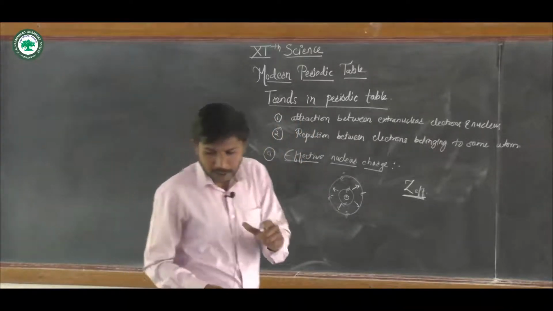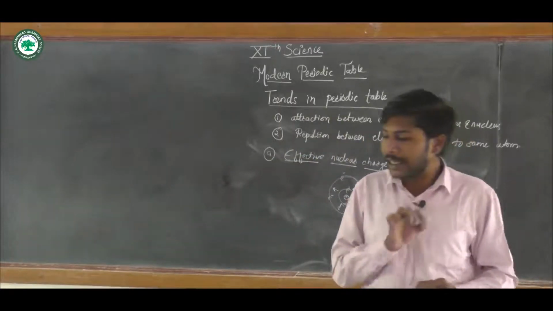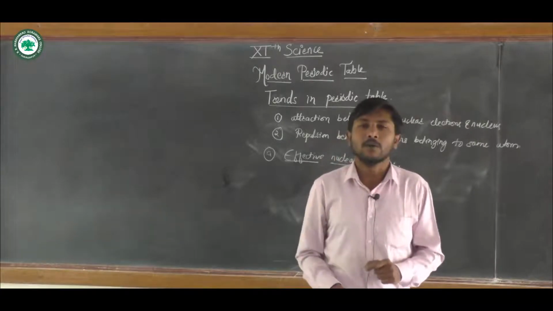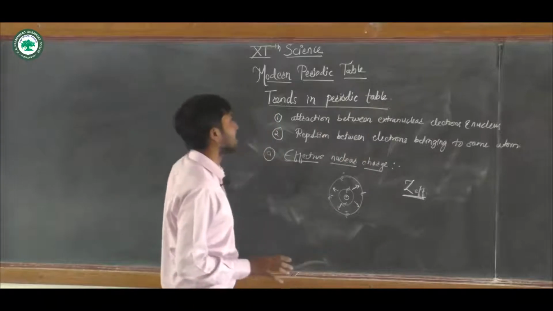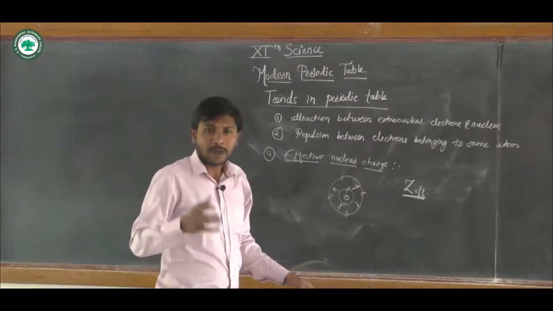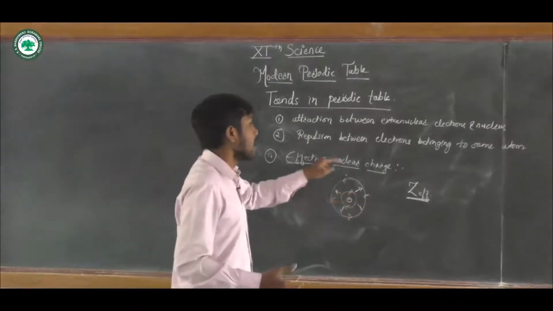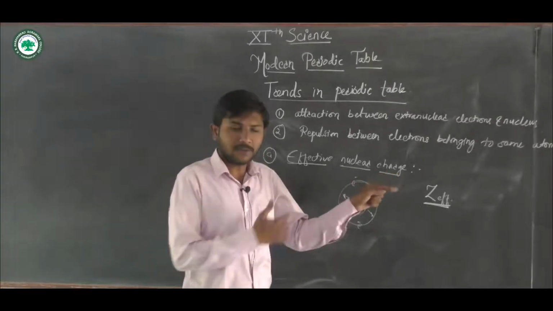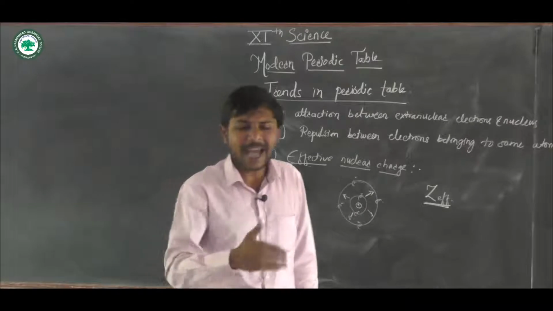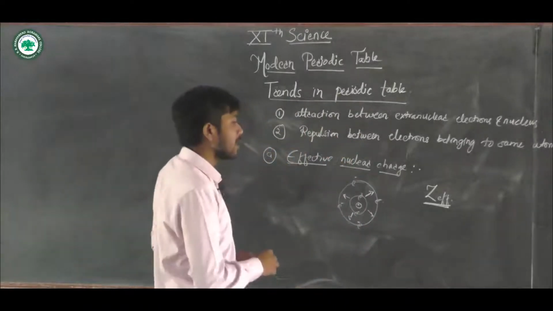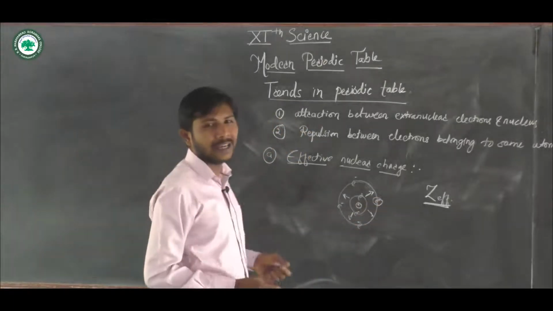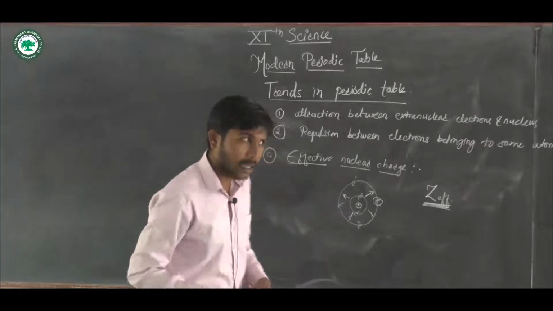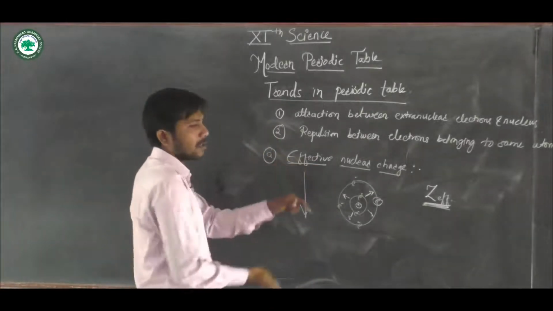That's why effective nuclear charge goes on increasing along the period and goes on decreasing down the group. We are going to discuss the different trends in the periodic table along the period and down the group. Here, the effective nuclear charge increases while going through the period. As we pass from left to right in the periodic table, the atomic number increases and the number of electrons increases. As the number of electrons increases, the force experienced by the outer electron becomes less, and the effective nuclear charge increases. But along the group, there is an increase in the number of orbits.